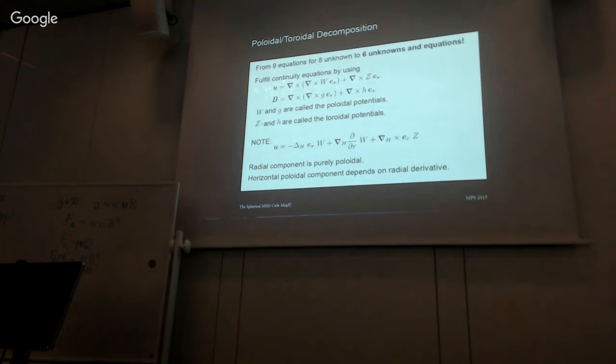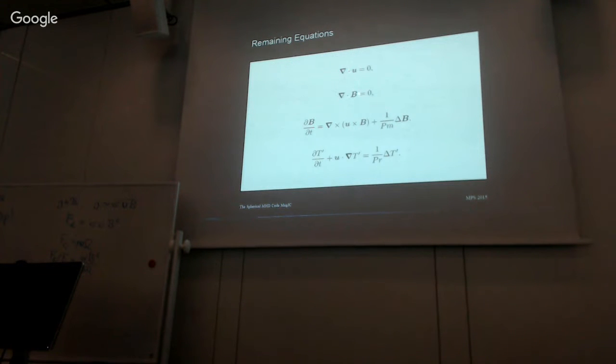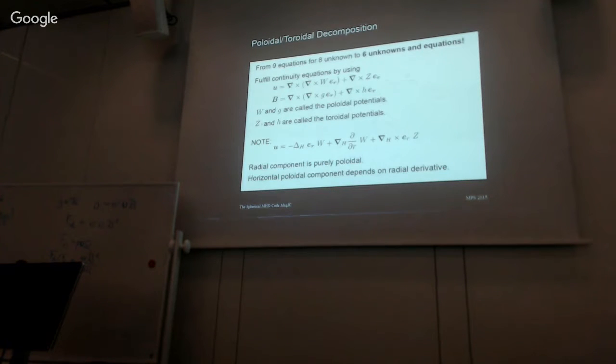So you can decompose the velocity field into 2 scalar potentials, the poloidal velocity scalar potential and the toroidal velocity scalar potential. They are called W and Z in MagIC, and the same with the magnetic field, because the divergence of both vanishes. So G and H are the poloidal and toroidal potentials in the magnetic field. So now you have reduced the 6 unknowns, which are the 3 components of the flow and the 3 components of the magnetic field, into 4, which are these potentials. And by doing that, you have automatically fulfilled these 2 equations. So you don't have to solve them anymore.